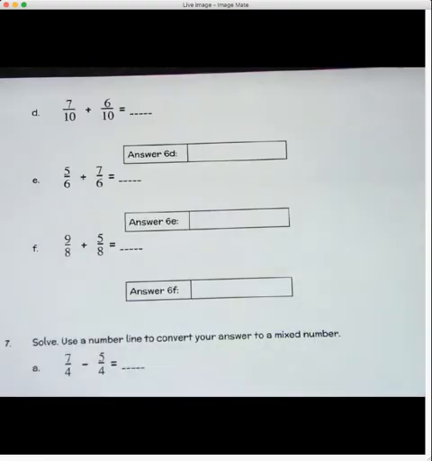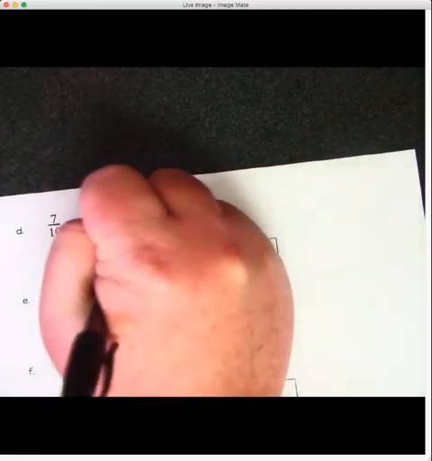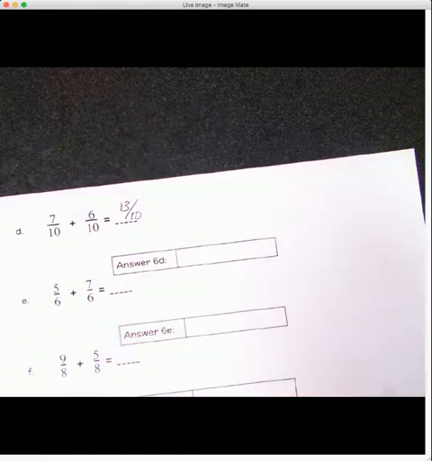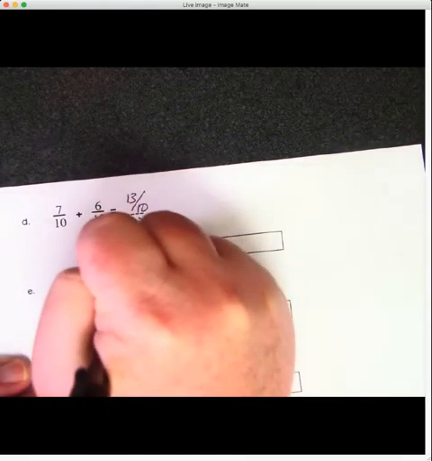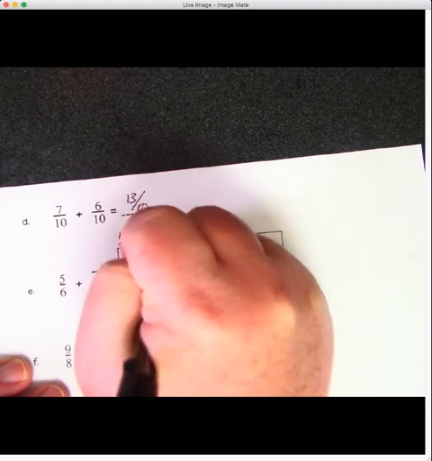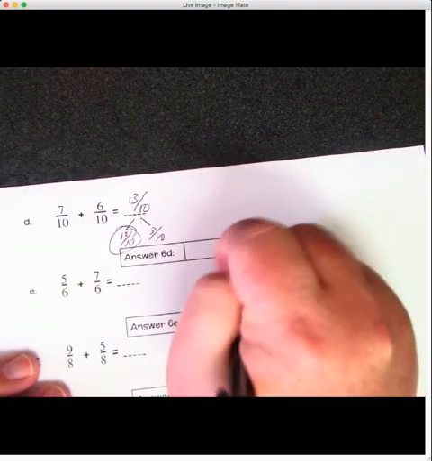And we've got some more to do. I don't know why there was such a big gap in my pages there. 7/10 plus 6/10 would be 13/10. Let's take that 13/10 and make it 10/10. And 3/10. That's a 1. So 1 and 3/10.